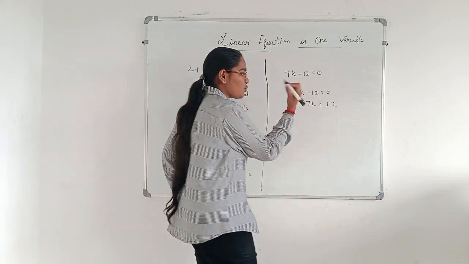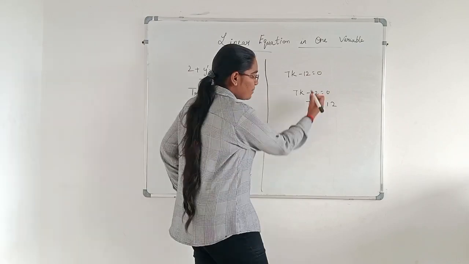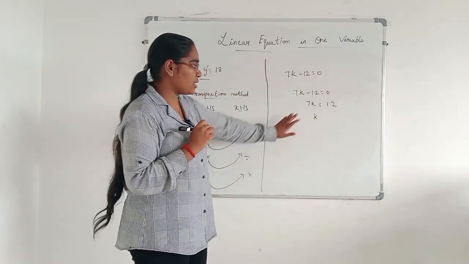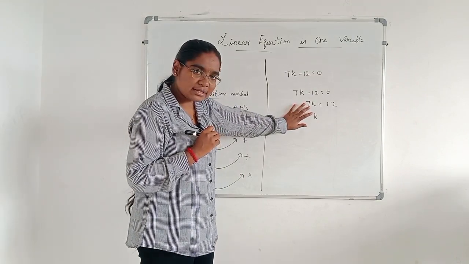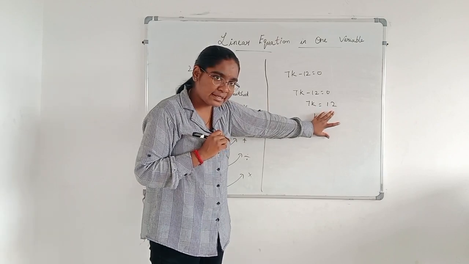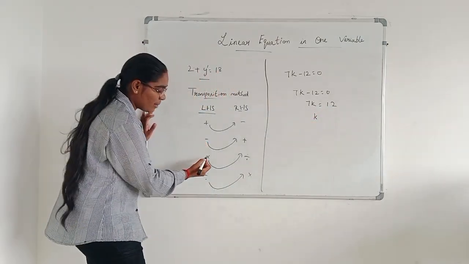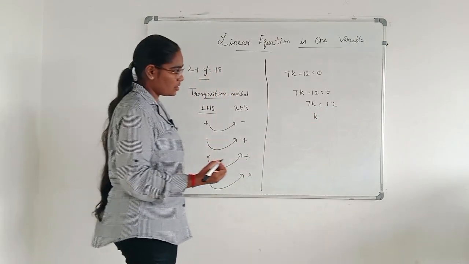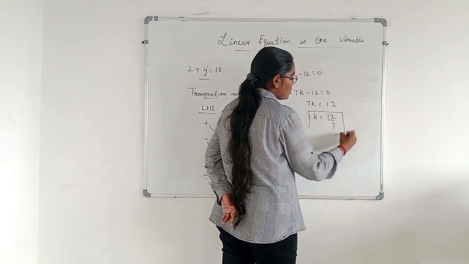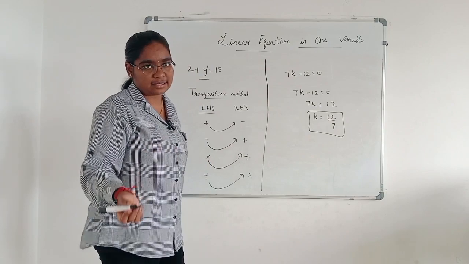Always keep whatever you want to find on the left hand side itself. Next, this 7k is in multiplication, so when this 7 moves to the right hand side, it will become division. Multiplication means division. So k equals 12 by 7. This is your final answer.